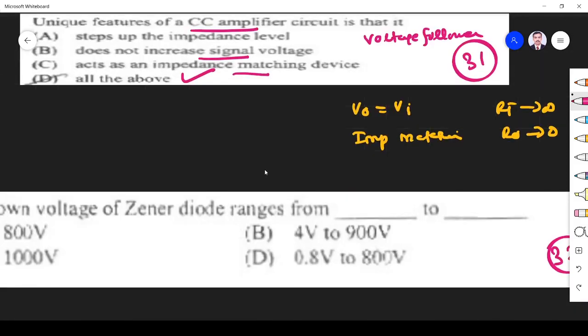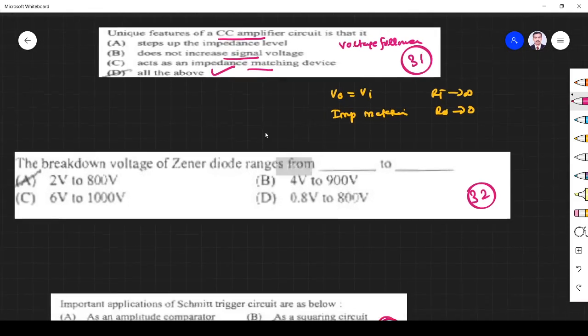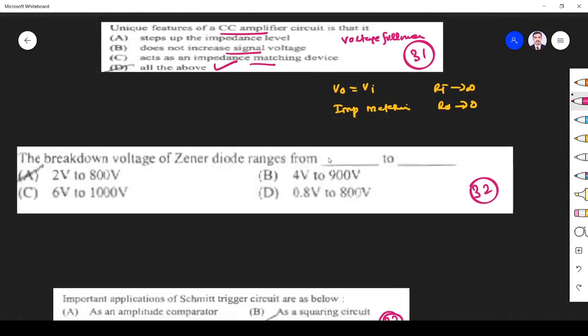Okay, next. The breakdown voltage of a Zener diode ranges from a minimum of 2 volts to 800 volts. So option A is the right answer.